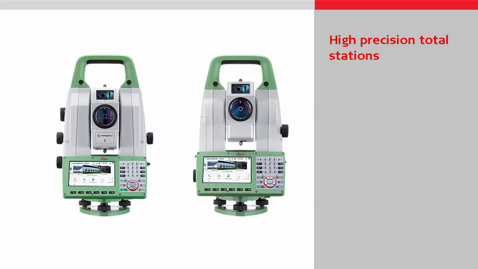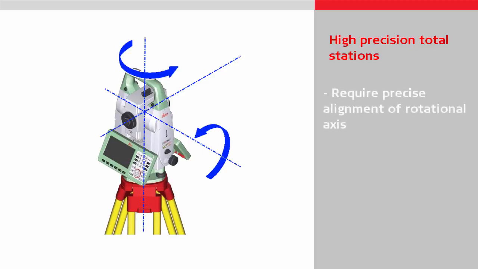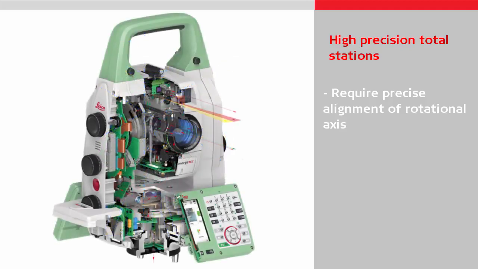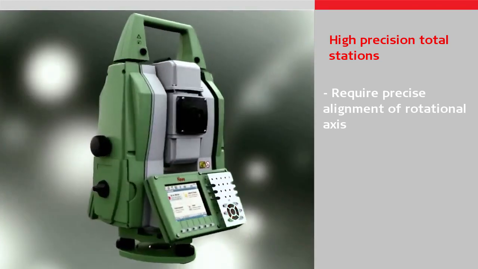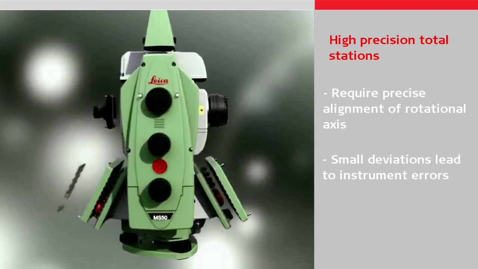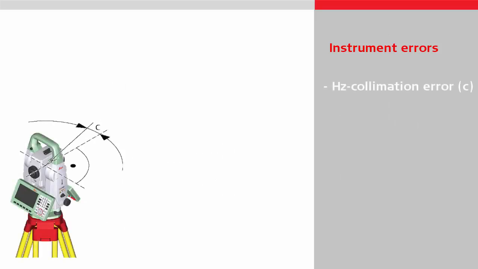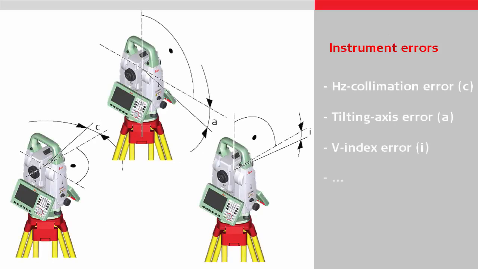To measure with high precision, total stations have to fulfill specific requirements of the rotational axis, in particular regarding the alignment of those axes. Meeting these requirements is a tough task during manufacturing. Even the most careful and precise assembly process will result in small deviations which can lead to so-called instrument errors. These instrument errors, like the horizontal collimation error, tilting axis error, or vertical index error, can affect the measurements and therefore lead to wrong results if they are not properly considered.